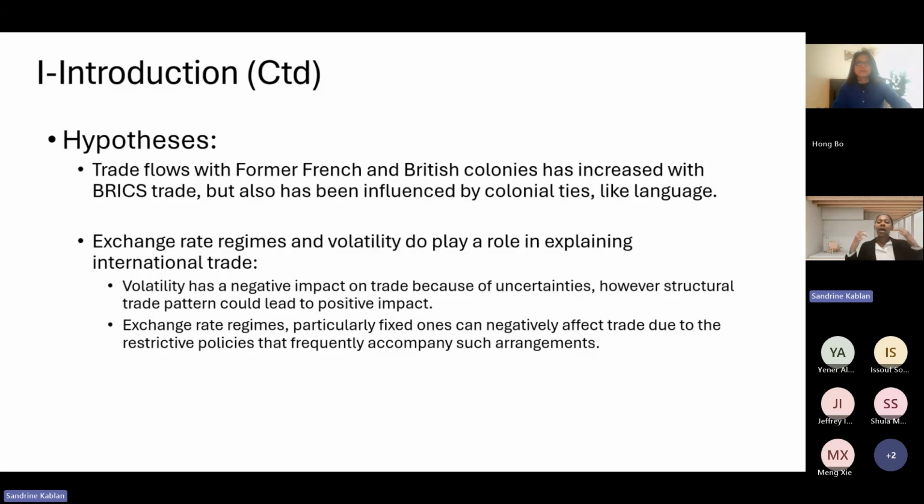Exchange rate regime and volatility do play a role in explaining international trade. First, we think that volatility has a negative impact on trade because of uncertainties. However, structural trade pattern could lead to a positive impact. And again, we think that exchange rate regimes, particularly fixed ones, can negatively affect trade due to restrictive policies that frequently accompany such arrangements.